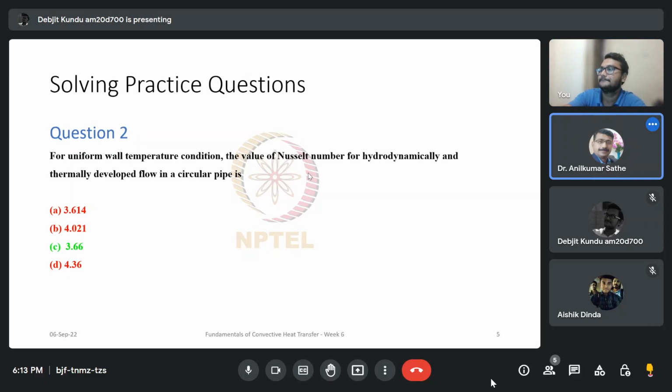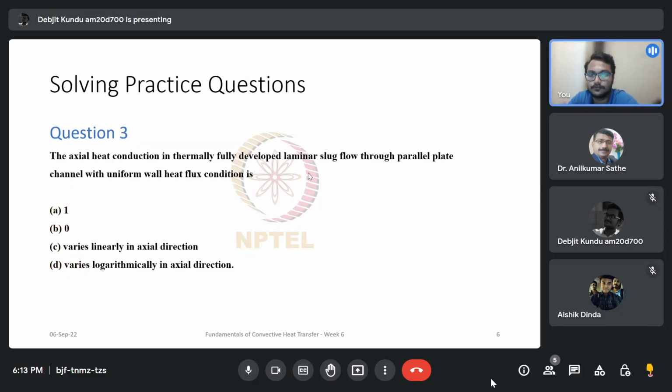Okay. Moving on, we move on to question number 3 of today's session. Question number 3 says the axial heat conduction in thermally fully developed laminar slug flow through a parallel plate channel with uniform heat flux condition. There is a lot of terminology here. So, it has to be thermally fully developed laminar slug flow through a parallel plate channel with uniform wall heat flux condition. In this case, what is the axial heat conduction? Is it option A 1? Is it option B 0? Is it option C varies linearly in axial direction? Or option D varies logarithmically in axial direction?